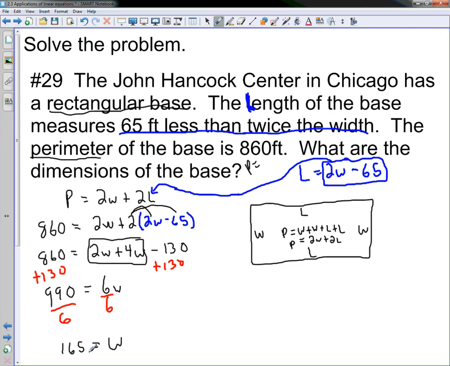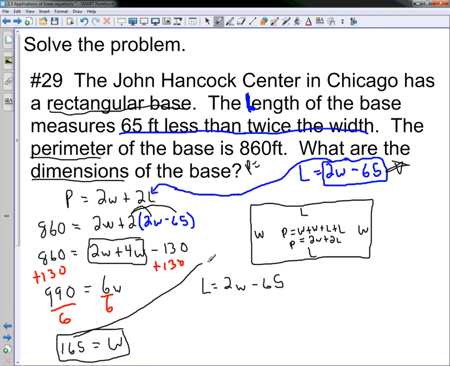So it's asking us, what are the dimensions of the base? Well, the dimensions, you need both length and width. Right now all we have is width. So here's part of our answer. To find the length, I'm going to use my formula that we created. Length is equal to 2W minus 65. And we're going to take that 165 and drop it in for W. So we have length equals 2 times 165 minus 65.